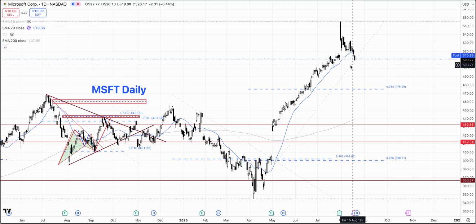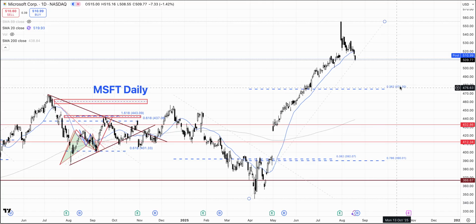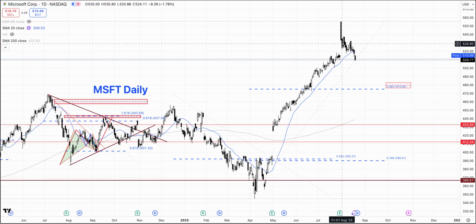But now it has come and actually just been selling, and it's below the 20-day moving average. It has also taken out the lows of the 30th of July, so things are looking like maybe it wants to come back and test the 475, which is the 38.2% retracement of this entire move from the low of the 7th of April to these highs.